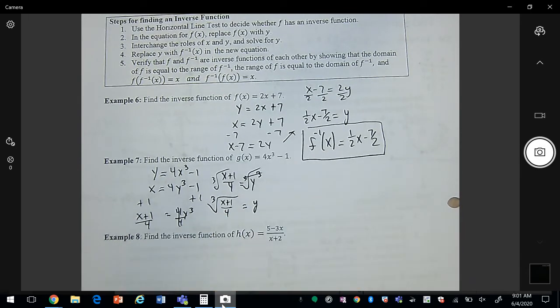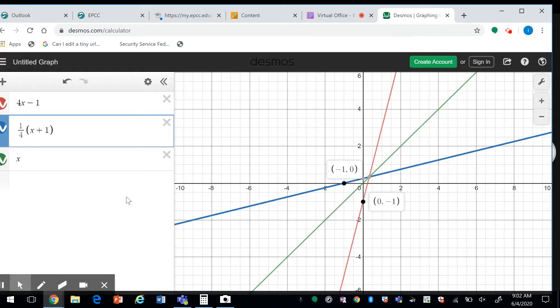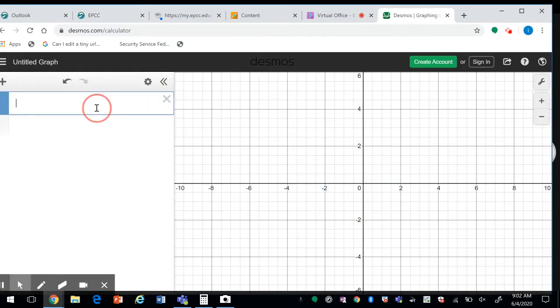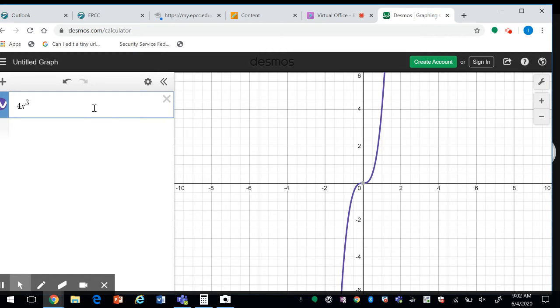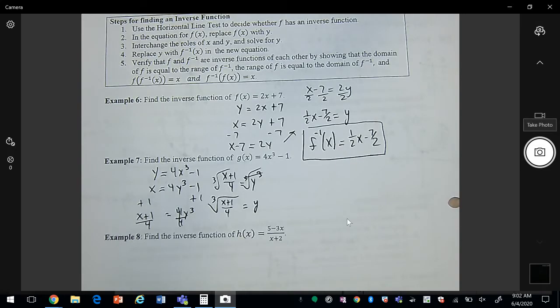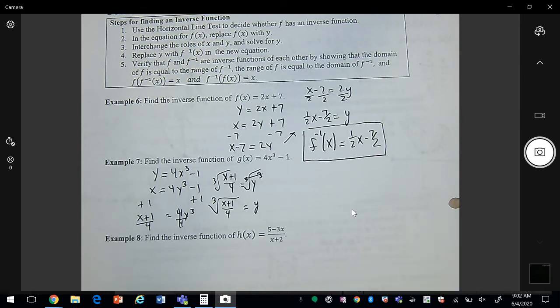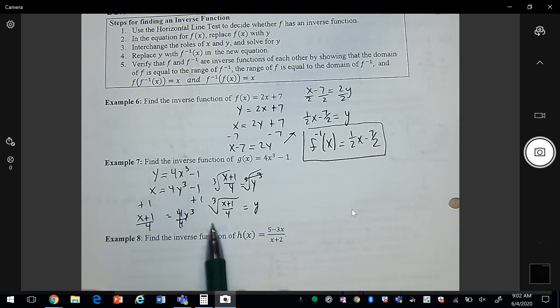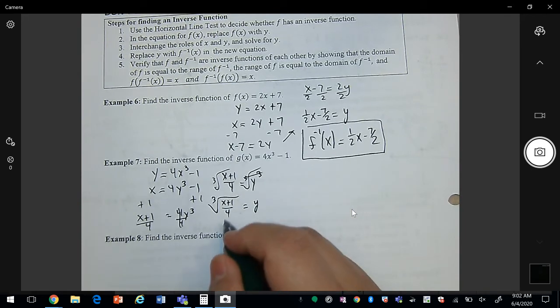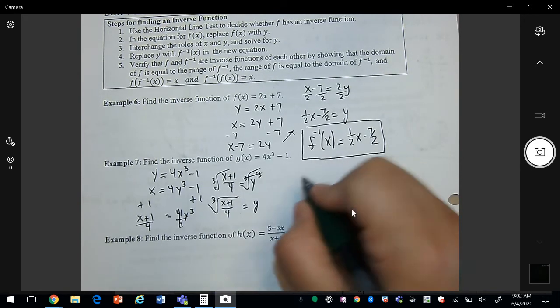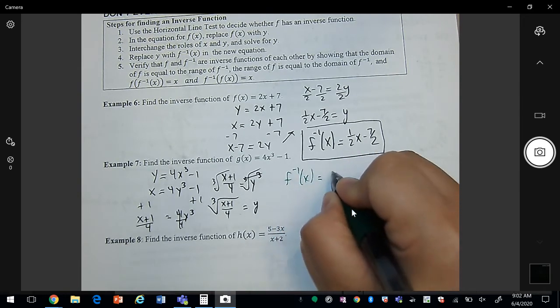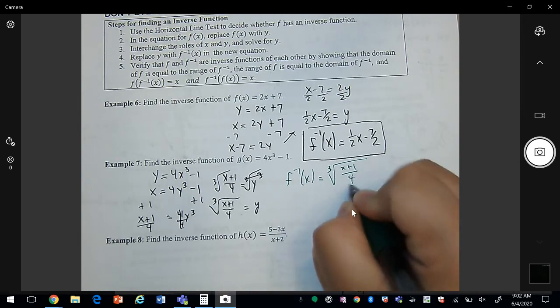So we need to check the graph. Let me go ahead and plot it over here on decimals to see if it passes the horizontal line test. And you can see if you draw a horizontal line, then it's going to be a function, meaning that it has an inverse, or it could have an inverse. It doesn't necessarily have one. It might or it might not have one, but at least we know that if it's a function, then we can look for the inverse. So here we have f inverse of x is equal to the cube root of x plus 1 divided by 4.